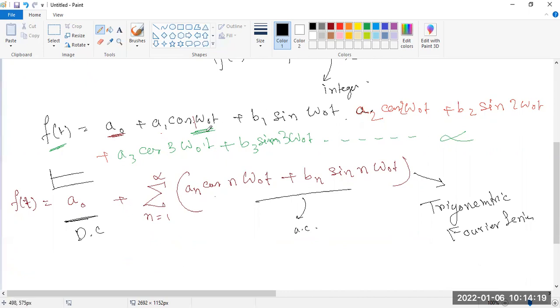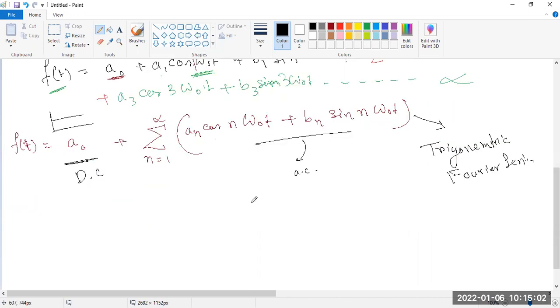If any signal is periodic, and it should be a practical signal whose angular frequency is omega 0, it can be expressed as an infinite sum of cosine functions and sine functions, multiplied with integral multiples of omega 0. So the function of t can be expressed in this way. This is your trigonometric expression of the Fourier series.